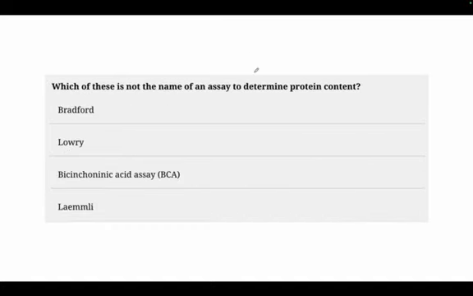Which of these is not an assay to determine protein content? Answer: Laemmli. Laemmli is actually the name of the buffer system used for SDS-PAGE. These are all protein detection assays. They're all very sensitive, or rather, BCA is the most sensitive. These are all fairly sensitive assays to determine protein content.